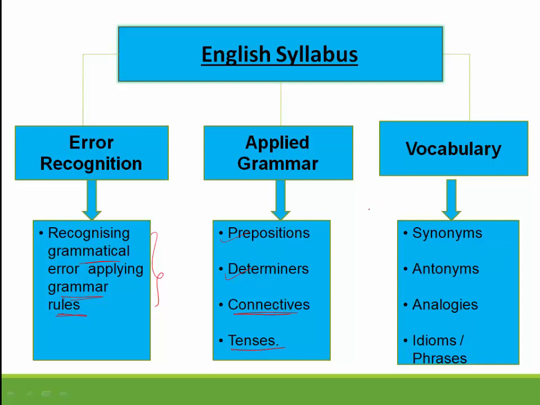Now in the vocab part, what you have to do is synonyms, antonyms, analogies, idioms and phrases. In synonyms, you have to give the meaning of the word given. Say, for example, you have the word abstain. What does the word abstain mean? Does it mean influence? Does it mean retain? Does it mean refrain? Or does it mean retard?